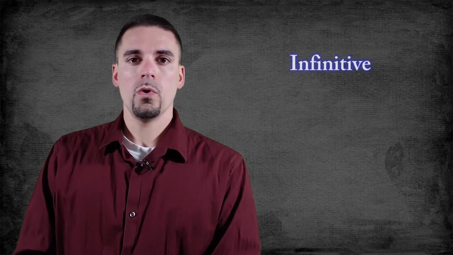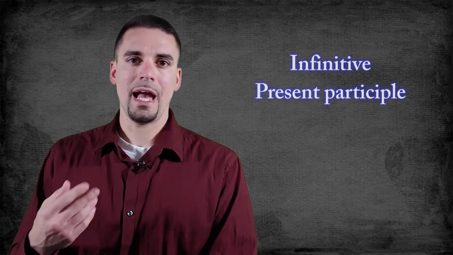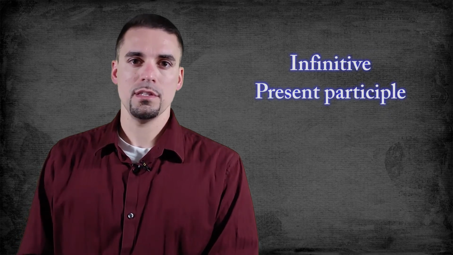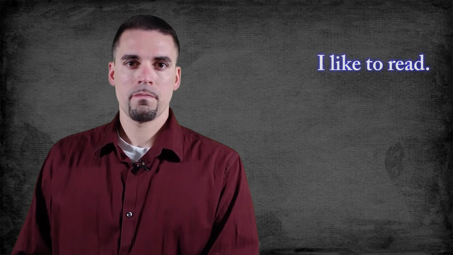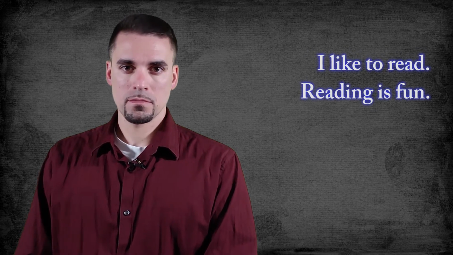In English, there are two different ways that you can nominalize a verb. You can either put it in its infinitive or in its present participle. Those are the only two forms of a verb that can act like a noun in an English sentence. Here's an example. Think about a sentence such as, I like to read. Or this other sentence, reading is fun.